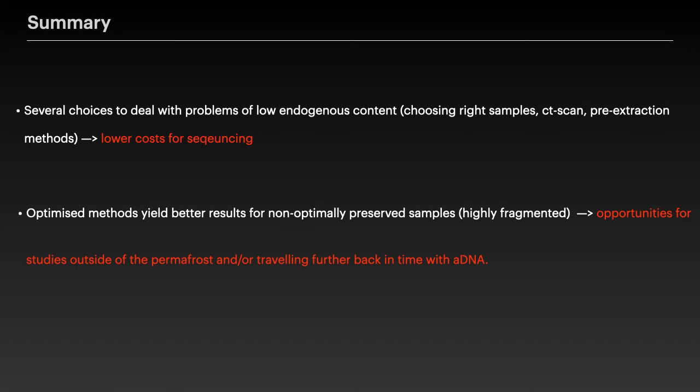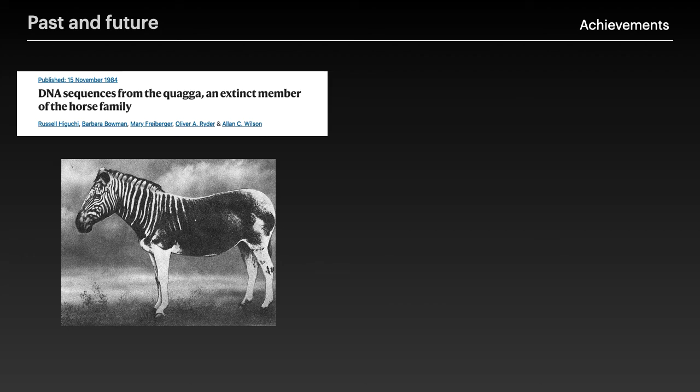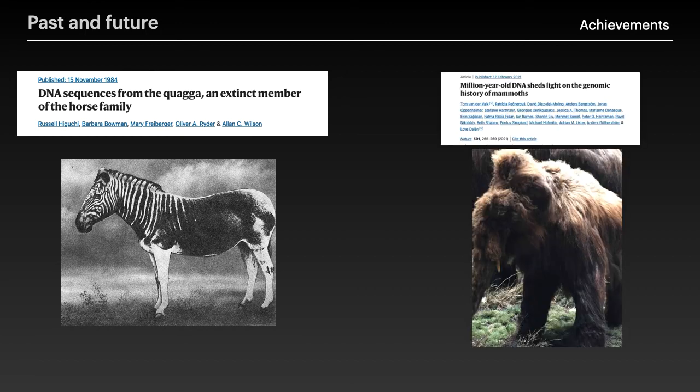Just to give you an example, to go back to where we started: we started with this, which is the quagga, the sequencing of 229 base pairs of mitochondrial genome. This species went extinct fairly recently, in 1883, and then within less than 40 years we ended up with this. This is the latest genome sequencing of a mammoth, where the sample was older than 1 million years old. This is quite remarkable, what we have achieved with this method development.